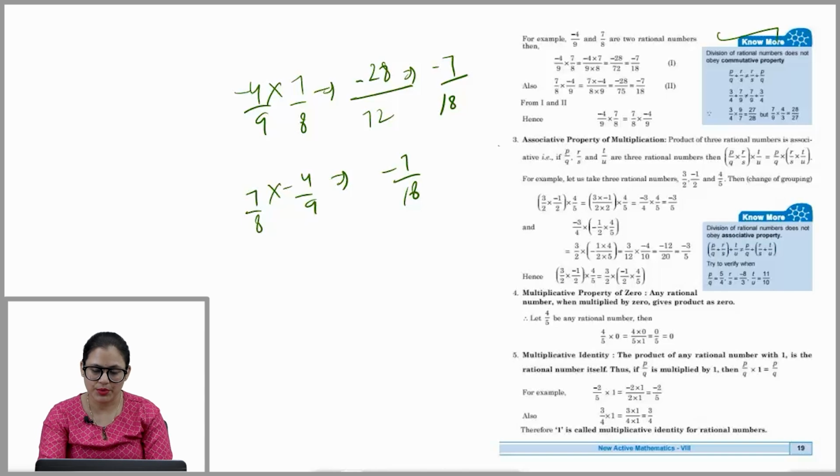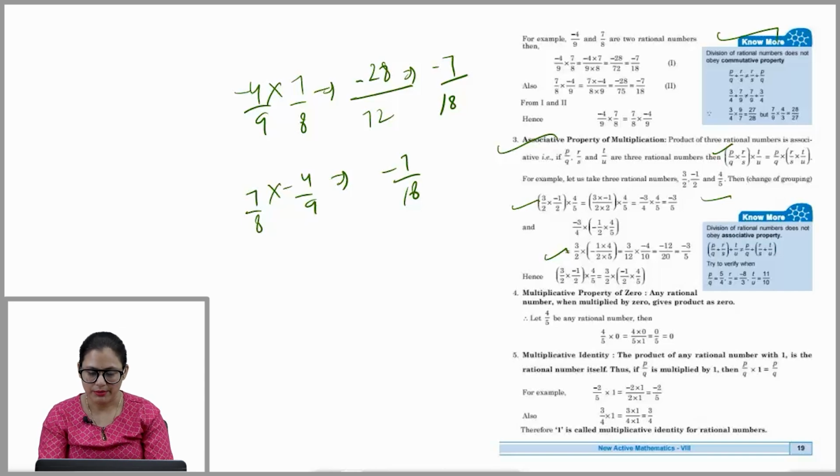Okay. Number 3 property is associative property of multiplication. Product of three rational numbers is associative. That is, if p/q, r/s and t/u are three rational numbers, then p/q times (r/s times t/u) is equal to (p/q times r/s) times t/u. For example, let's take three rational numbers. These are the three rational numbers. Then we'll change the grouping. As you can see here, these are two different groupings, but the answer we get is the same.